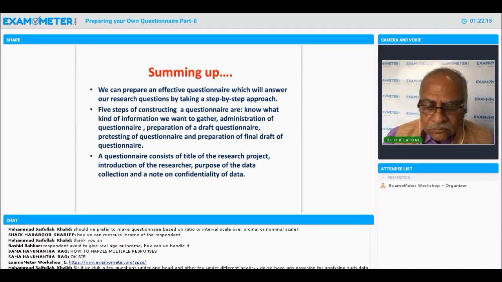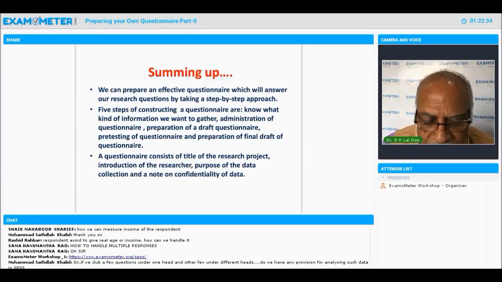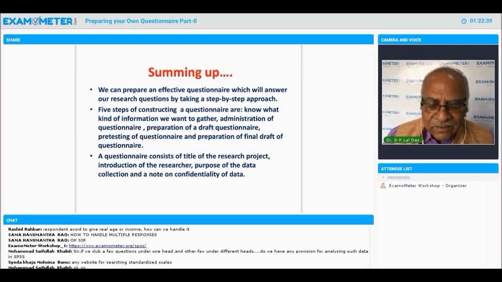Any website for searching standardized scales? There are many websites. You simply type in Google the scale you want. You can simply say scale to measure anxiety, scale to measure depression, socioeconomic status, whatever, and you will get a dozen websites. Saida, is it clear?